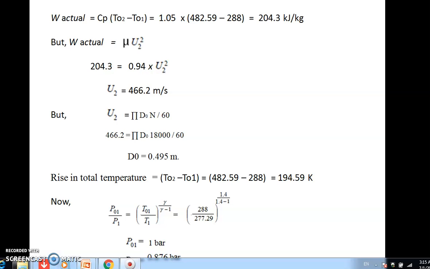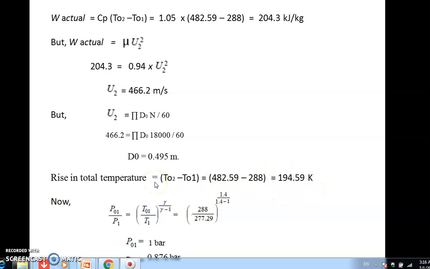So we have seen the outer diameter DO, that is the tube diameter, as 0.495 meter, because we found U2 by equating W actual to Cp (T02 minus T01) by mu, which equals U2 square. This will give you U2, and U2 will indirectly give you the outer diameter 0.495. The rise in total temperature, T02 minus T01, was also asked, and in the numerical it is written as 194.59 Kelvin as one of the answers.